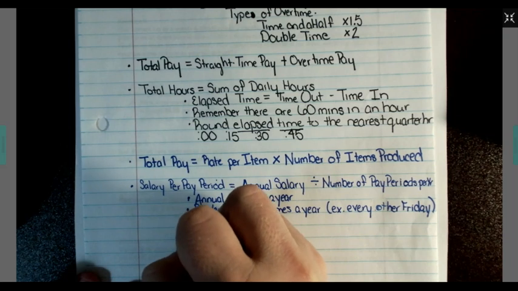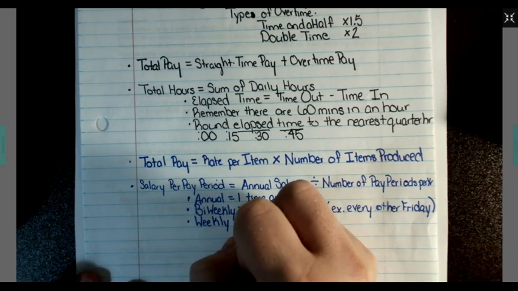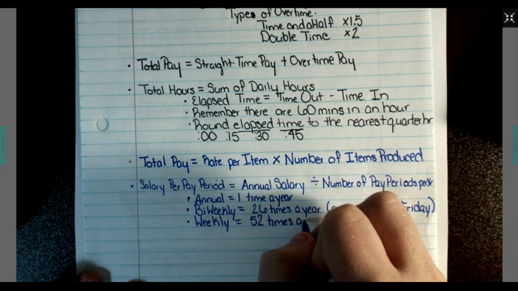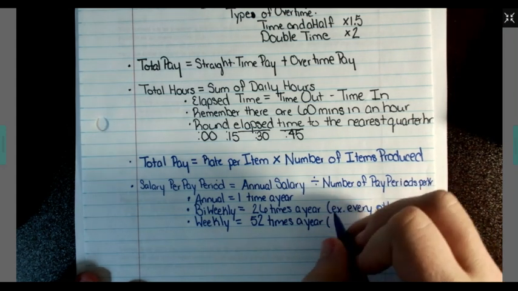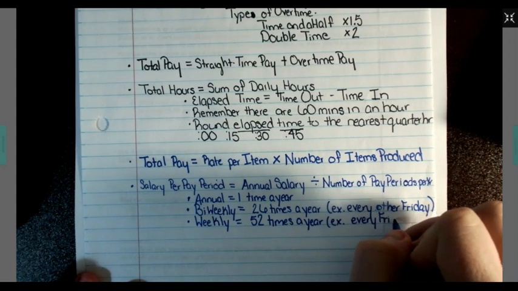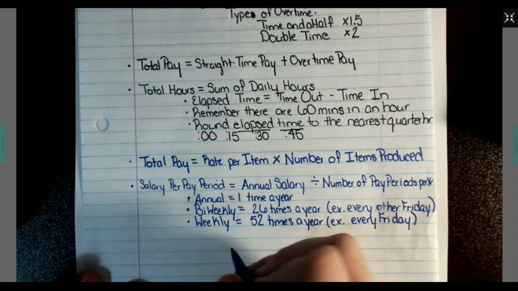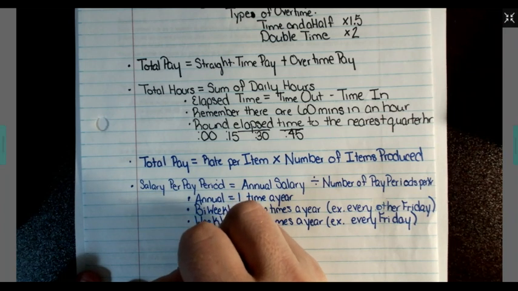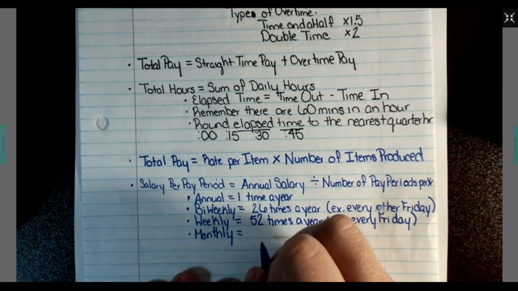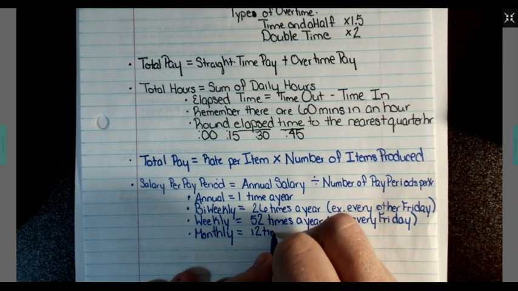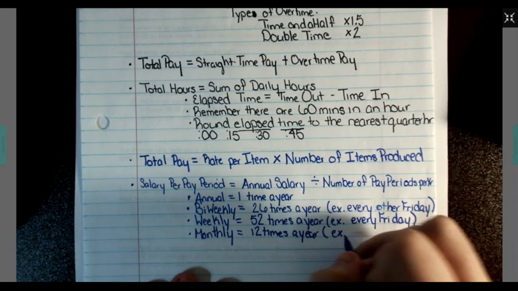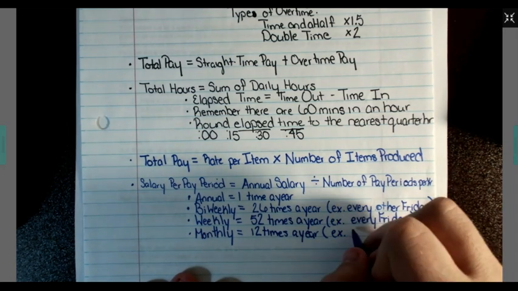Next we have weekly. That is 52 times a year. For example, every Friday. Monthly, 12 times a year. For example, the first of every month.